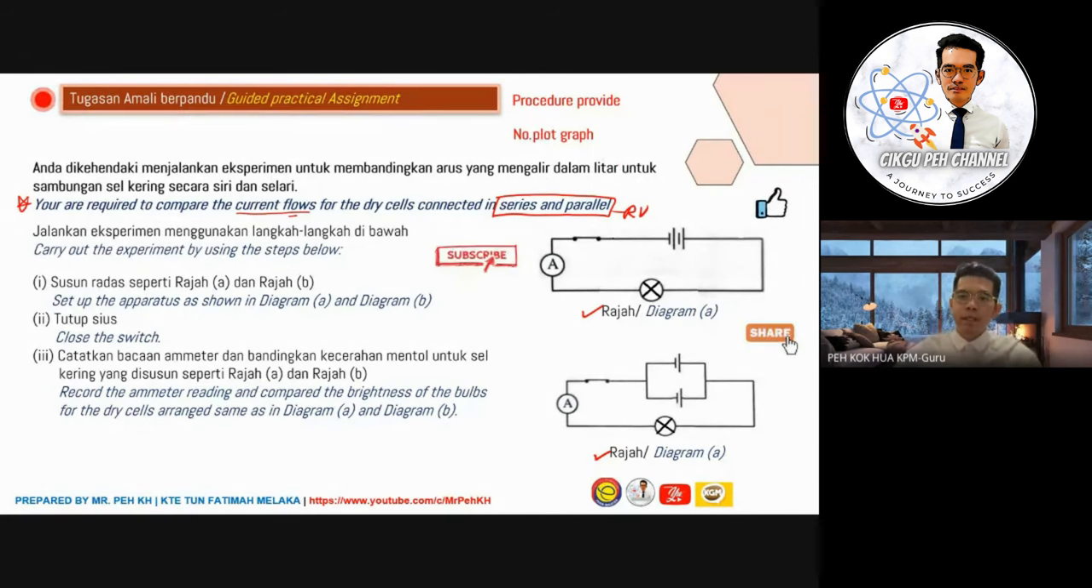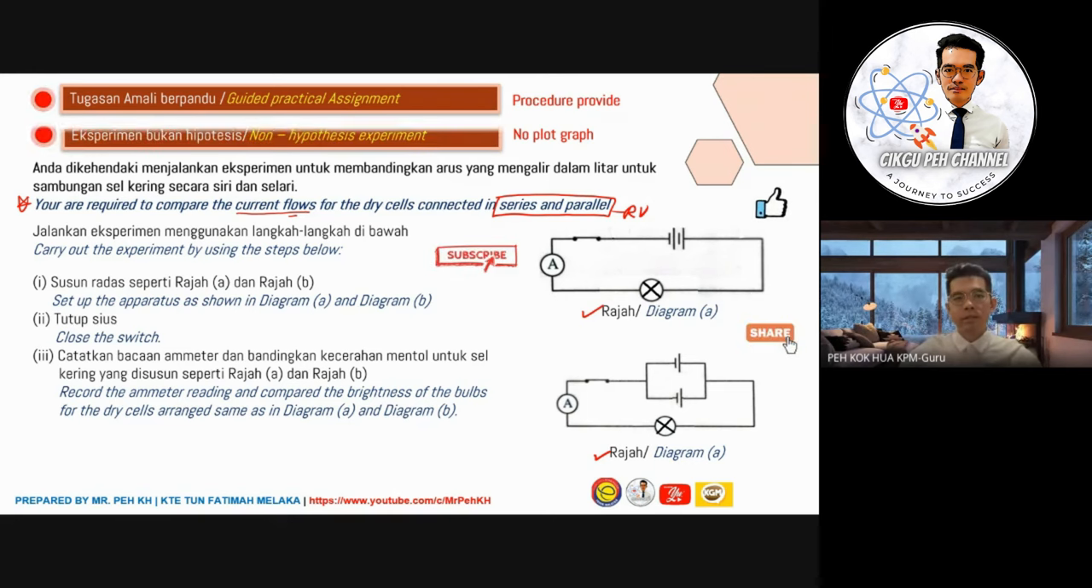As I mentioned, there is no graph to plot. Normally this type of question is known as a non-hypothesis experiment. So now we need to identify which arrangement of dry cells gives the higher current flow. From step number 3, you can see that besides getting the reading, we also want to compare the brightness of the bulb.